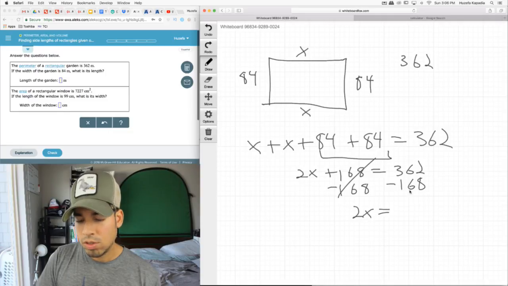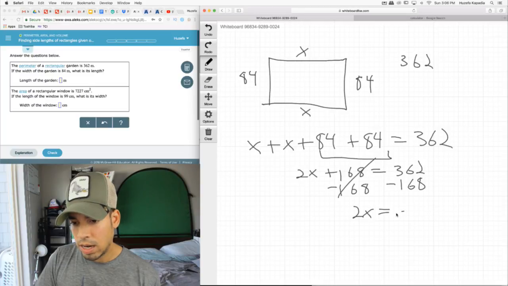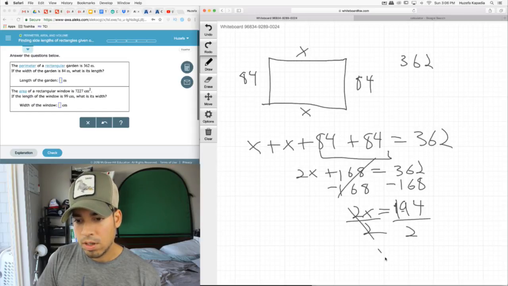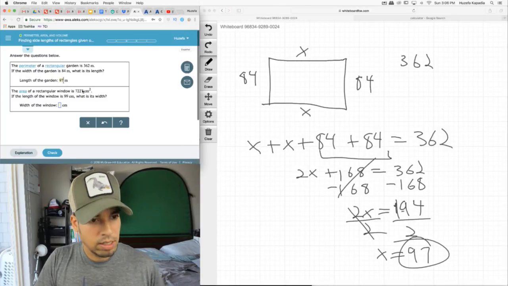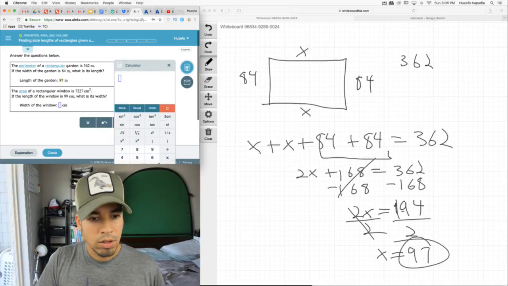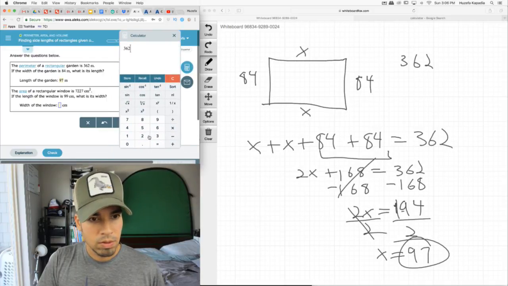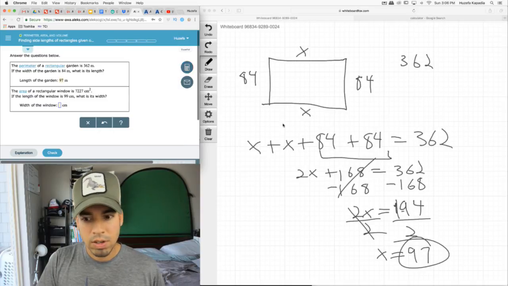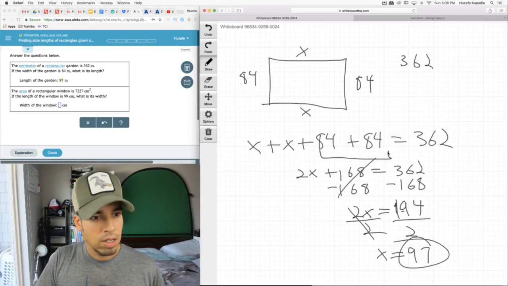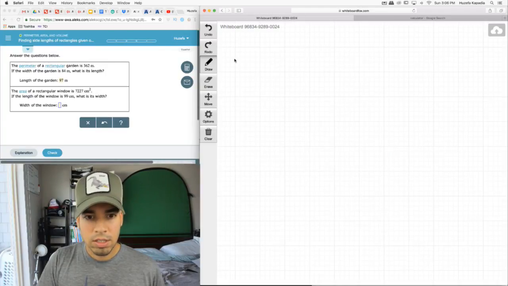2x equals, let's see, this is 194, I think. I can use a calculator, so maybe I will. And then I divide both sides by 2, and x equals 97. So I believe the length is 97. Let's double check our math here. 362 minus 168 divided by 2. Yes, 97. All right, cool. So that's good. And then let's try the second one.